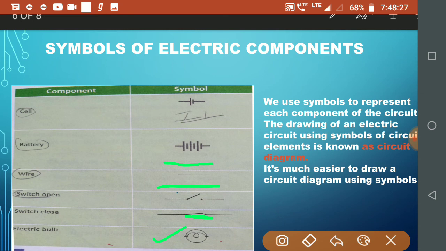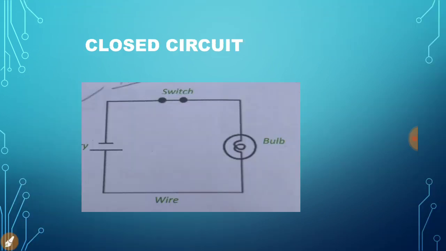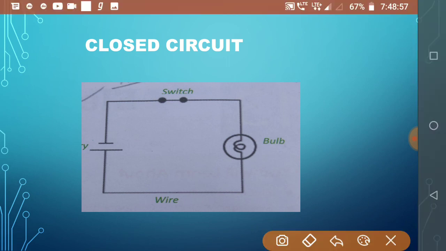Why do we use symbols? Because it's much easier to draw a circuit diagram using symbols, and the drawing of an electrical circuit using symbols of circuit elements is known as circuit diagram. Like this is the circuit diagram of closed circuit. This is a switch which is in on position. This is a symbol of cell, and this is wire, and this is bulb.